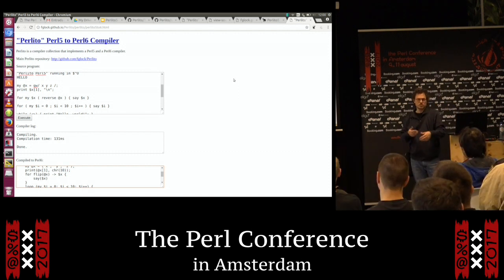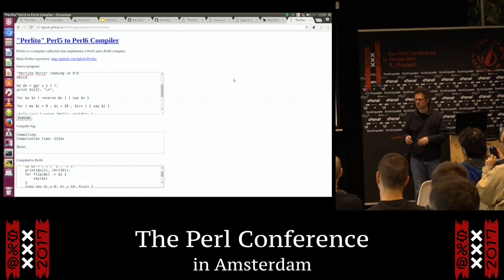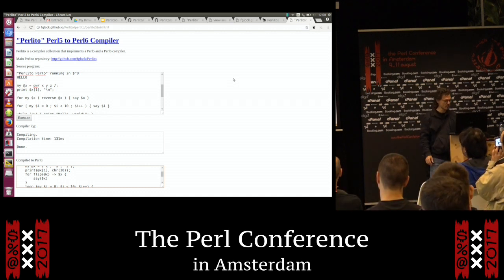Perlito is a generic Perl compiler. It compiles Perl to a syntax tree, and then there are a number of products that are built on top. So there is this Perl 5 to Perl 6 compiler, which is very simple. It's more or less a proof of concept.